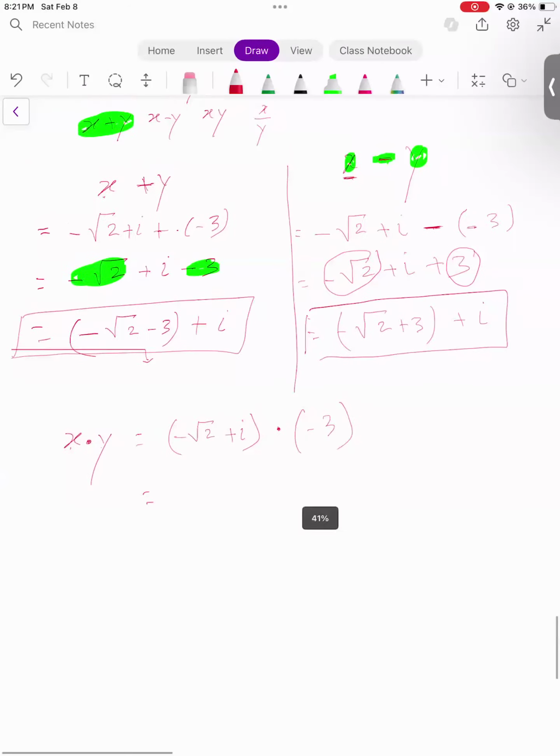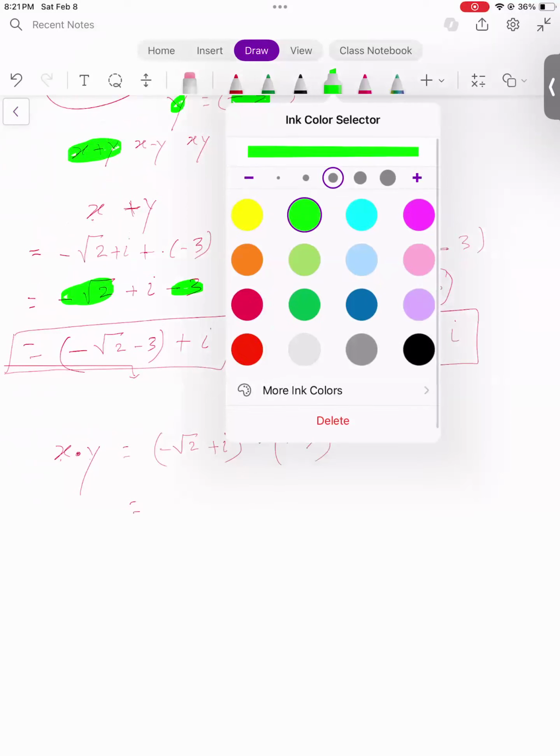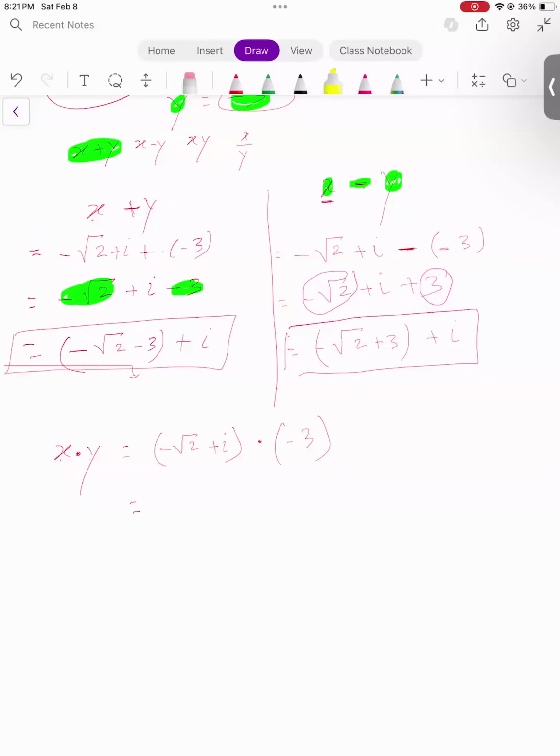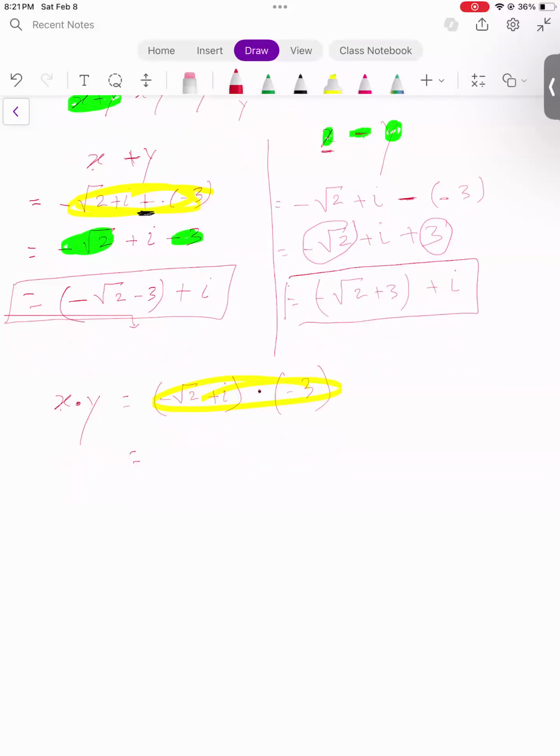Okay, now you are multiplying here. If you compare these two, I still find some of you confused. Here we have a positive, and here we have a product. When we have a product, we have to distribute. Now you distribute negative 3 to negative root 2 and you distribute negative 3 to positive i. So let me write down negative root 2 times negative 3, positive i times negative 3.